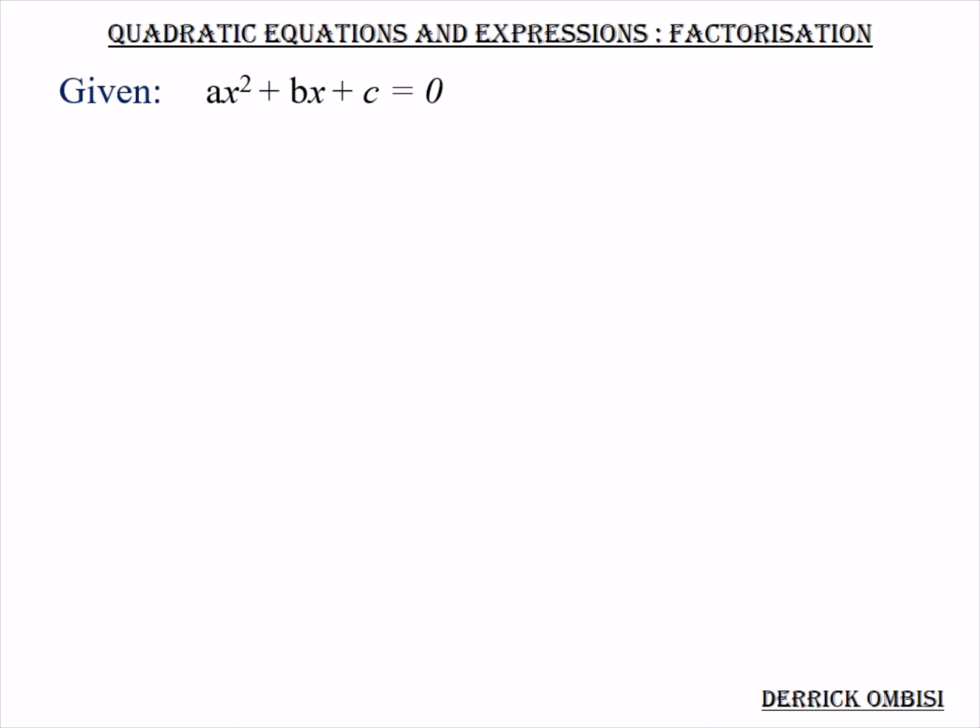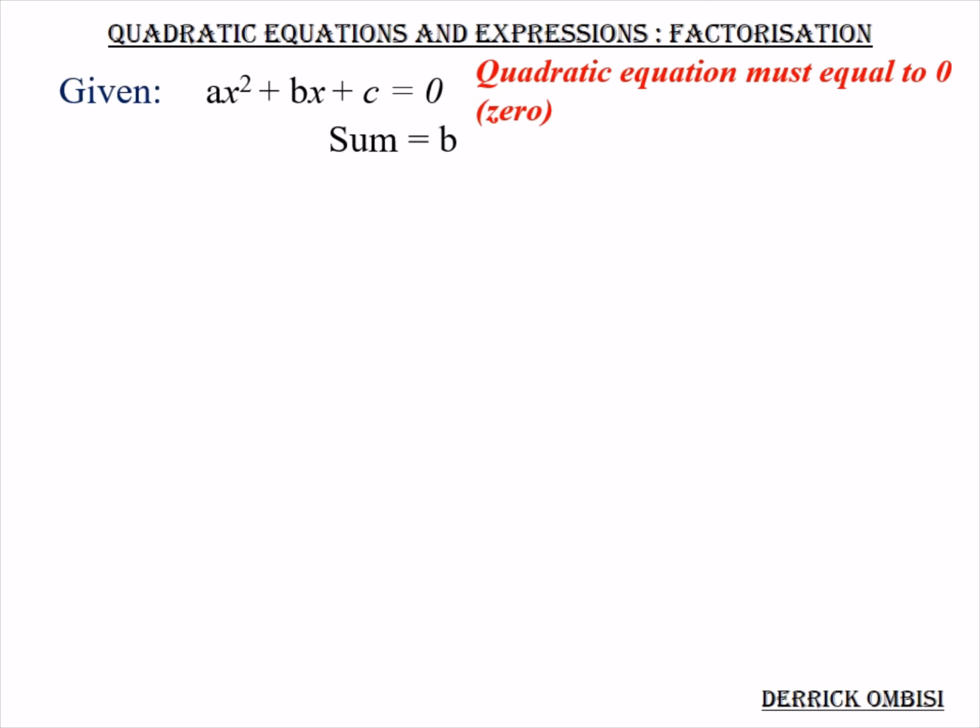So how does it work out? Now, as I've said, any quadratic equation must equal to 0. So even on the right hand side, if you are represented with the number 6, it has to be brought to the left hand side so that on the right hand side you remain with 0.